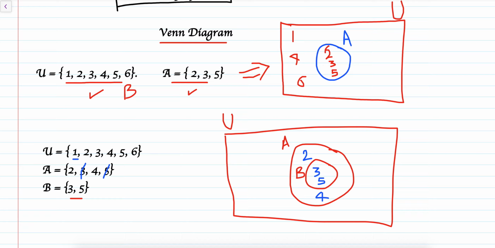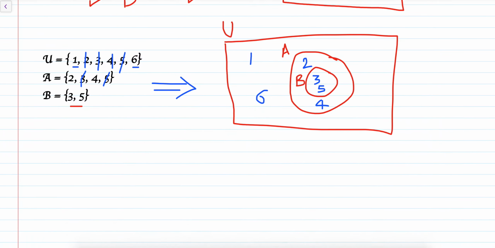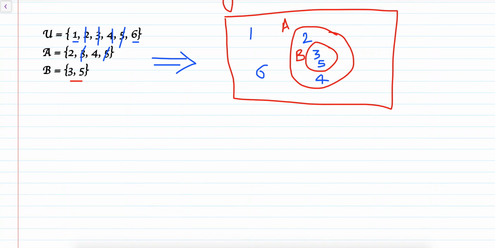1 we have not written, so we will write 1 here. 1 is not inside A, so we have to write it outside. 2, 3, 4 and 5 we have already covered. 6, so we will write 6 here. So for this example, this would be the Venn diagram. Now we will see some operations that we can perform on a set.